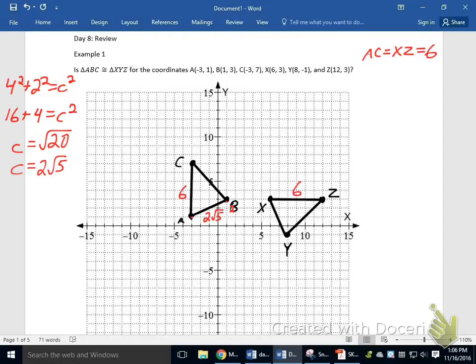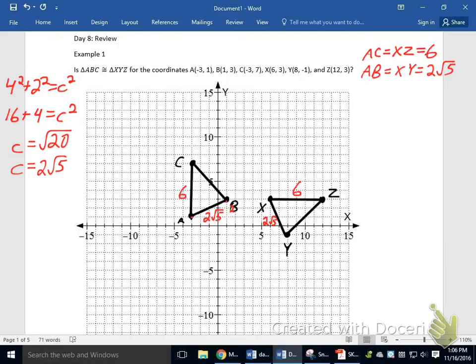Now I'm going to calculate XY, doing the same thing. Again, you could use distance formula here, but Pythagorean theorem works pretty well. And I actually see that this is going to work out the same. 2 squared plus 4 squared equals XY squared. It's going to work out the exact same as what I had on the previous one. So I'm just going to go ahead and call it 2 root 5. And those match. So I'm going to make that note that XY was congruent to AB, which was 2 root 5.